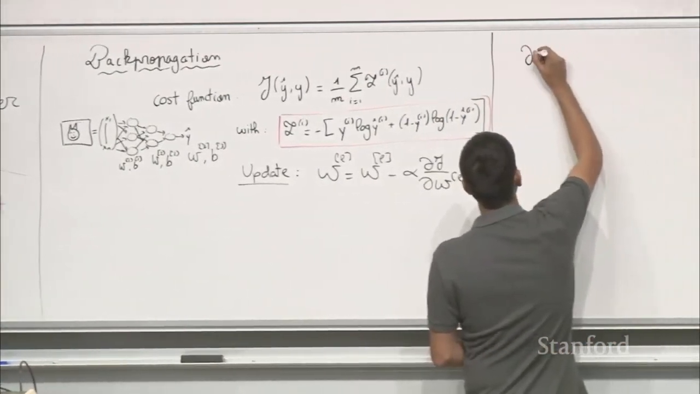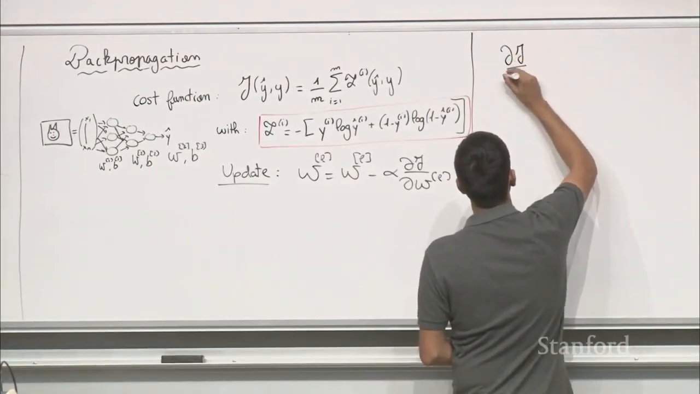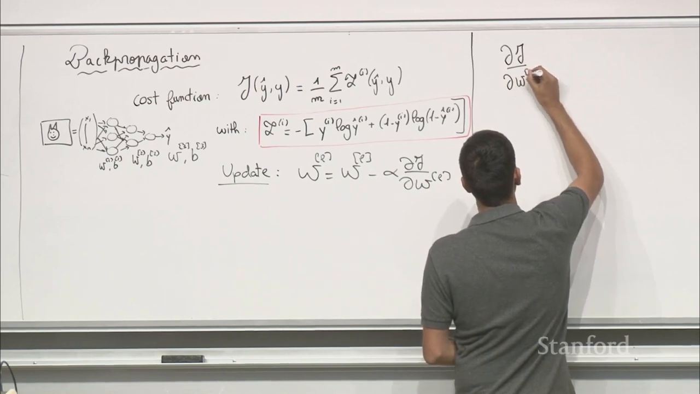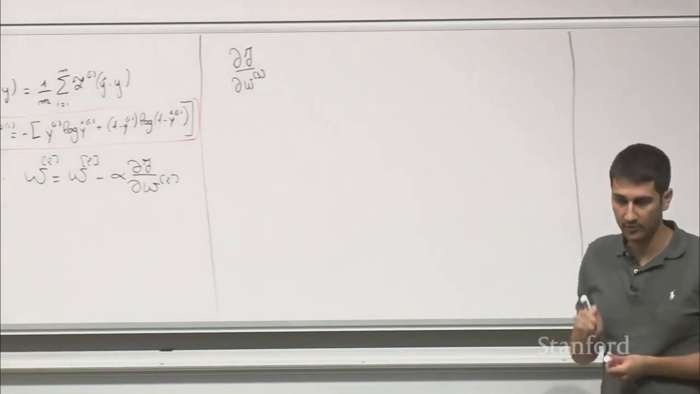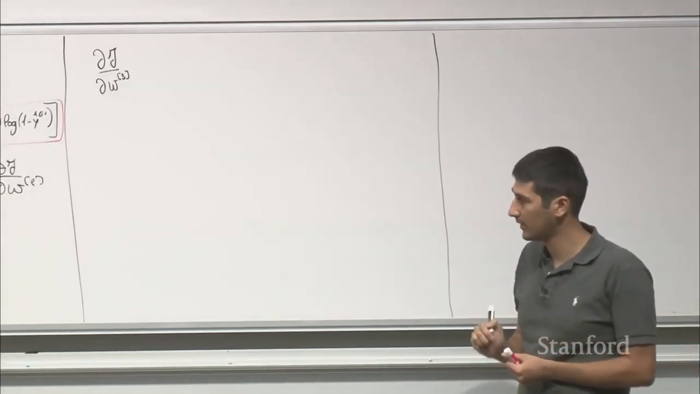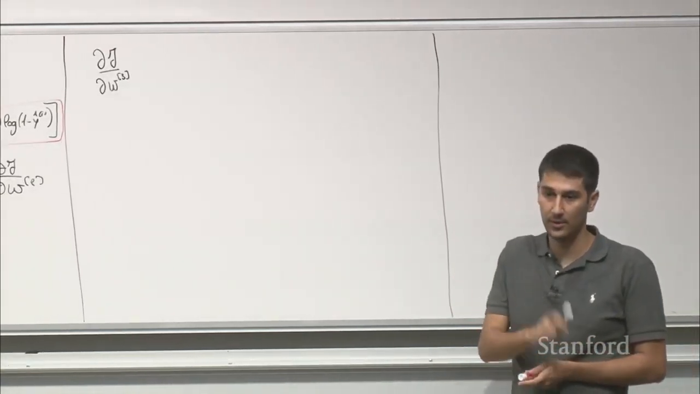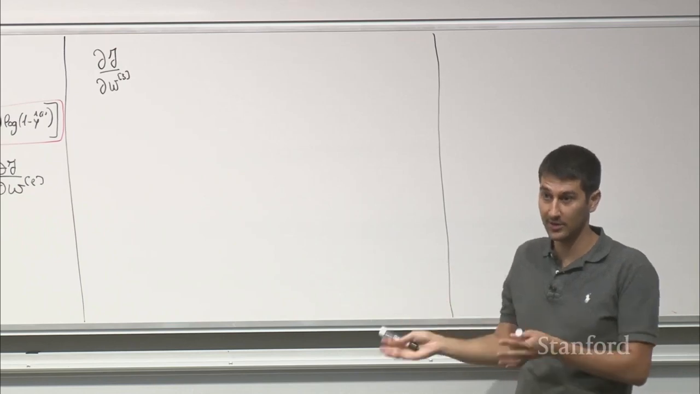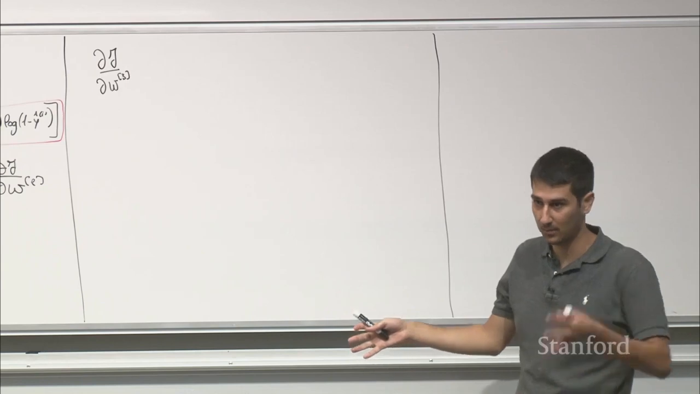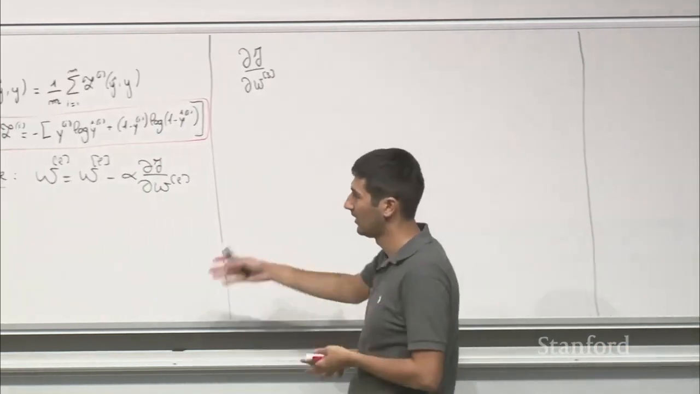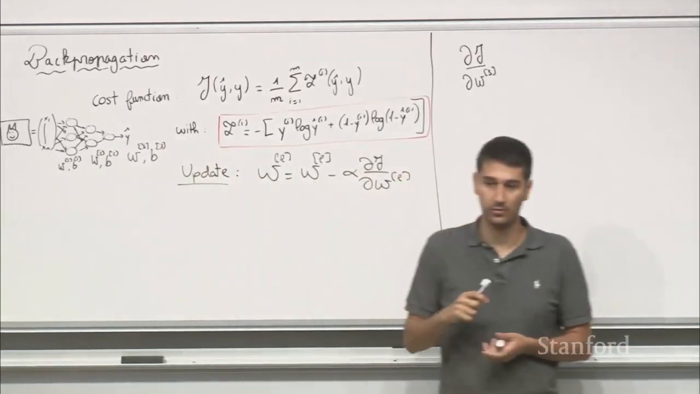Okay, so let's try to do it. This is the first number we want to compute. And remember, the reason we want to compute the derivative of the cost with respect to W3 is because the relationship between W3 and the cost is easier than the relationship between W1 and the cost, because W1 had many more connections going through the network before ending up in the cost computation.